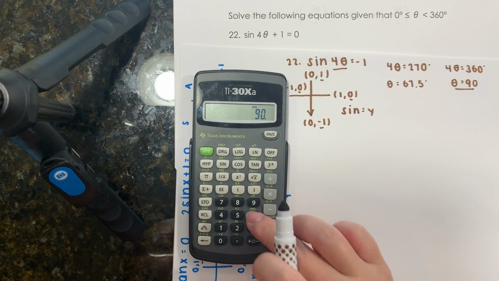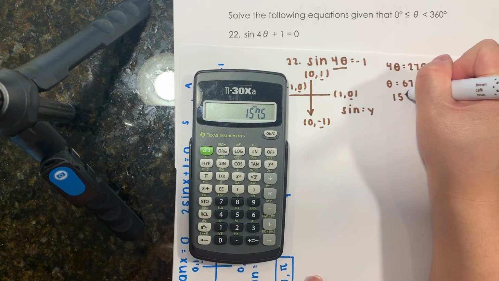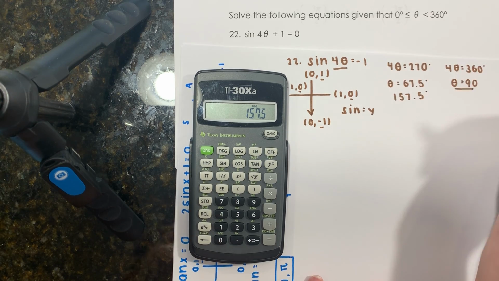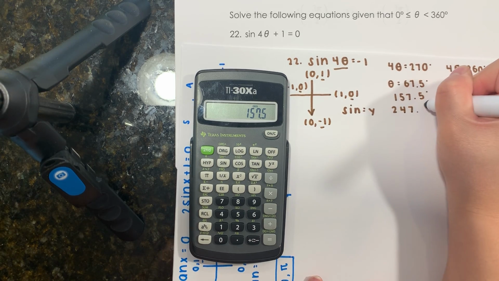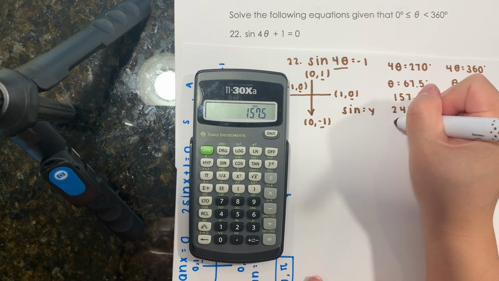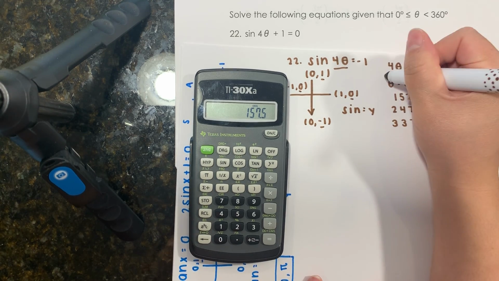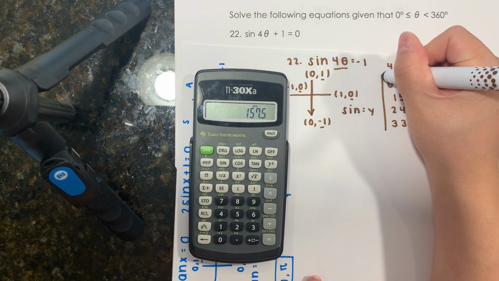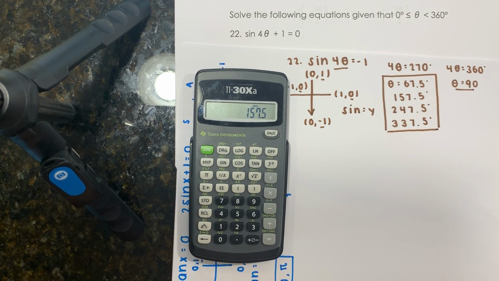So 90 plus 67.5 would give us 157.5. Then plus 90 would be 247.5. Then plus 90 would be 337.5. So you should have 4 answers, all of which will be between 0 and 360 degrees.